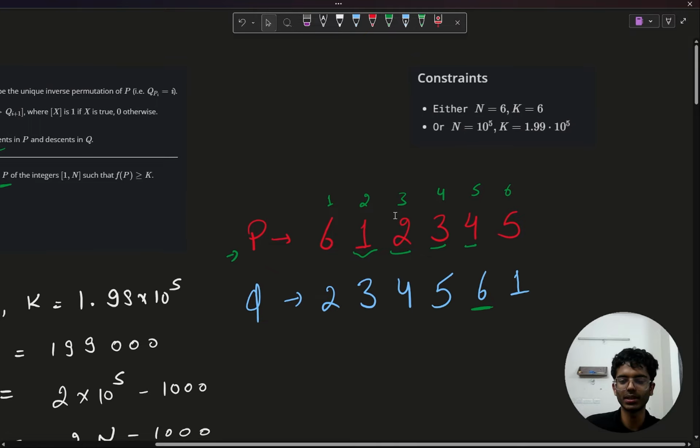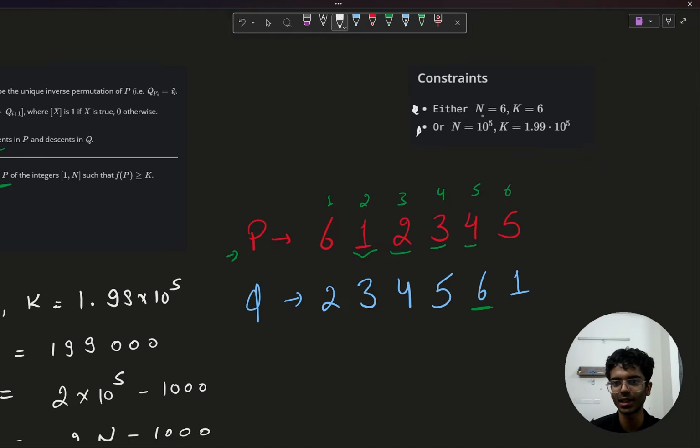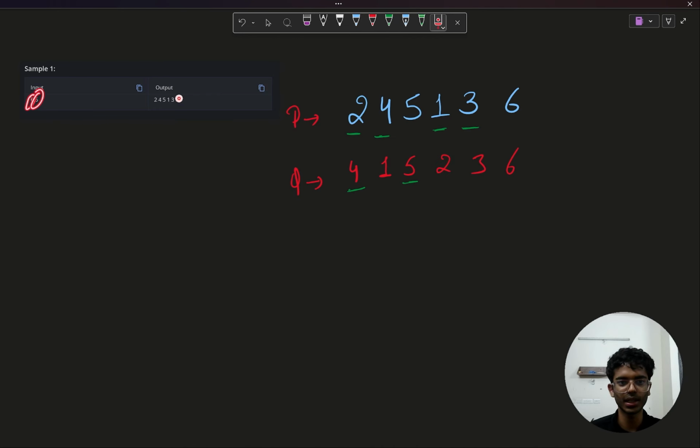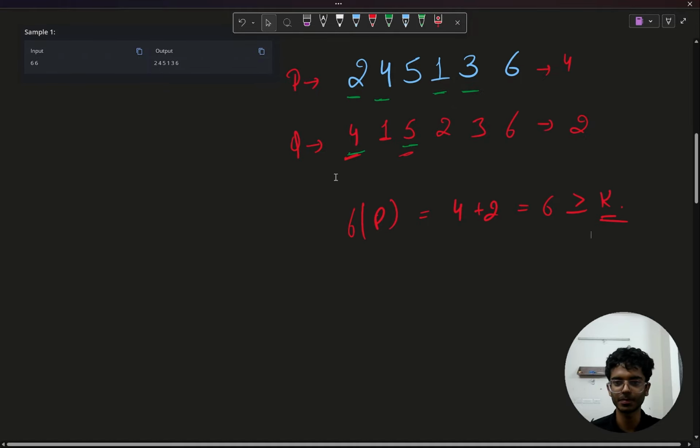And now let us see the constraints. These are just like either both n and k would be equal to 6, or n would be this and k would be this. Now let us once see the sample input. So we are given n equal to 6 and k also equal to 6. And this is one such valid permutation. So in this permutation, we have four ascents, this, and this. And in this permutation, we have two descents, this one and this one. So in total, f of p would be equal to 4 plus 2, which is 6, which is greater than or equal to k. And hence it is a valid permutation.